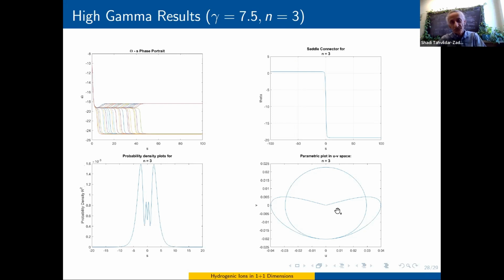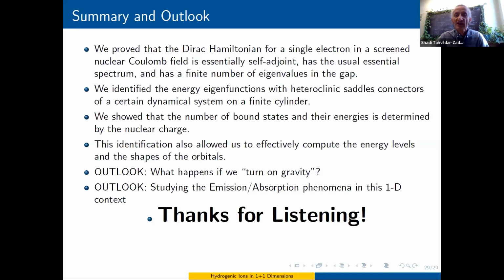So to summarize, we proved that the Dirac Hamiltonian for a single electron in a screened nuclear Coulomb field is essentially self-adjoint, has the usual essential spectrum, and has a finite number of eigenvalues in the gap. We identified the energy eigenfunctions with heteroclinic saddle connectors of a certain dynamical system on a finite cylinder. We showed that the number of bound states and their energies is determined by the nuclear charge. This identification allowed us to effectively compute the energy levels and the shapes of the orbitals.